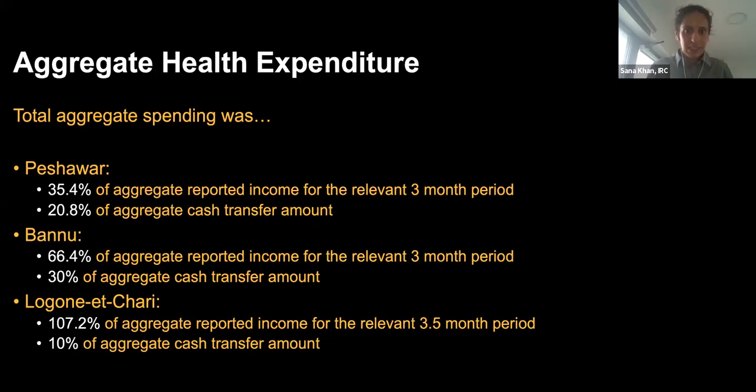So on the low end, we see that the cost that people are incurring across the 3 sites is about 35% of their reported income, and at least 10% of the transfer amount. Those are numbers from 2 different sites, so you can see the details on the slide here. But just to say that it's a high percent, like in Logoneshwari, it's more than 100% of reported income, and at least 10% of the cash transfer amount.